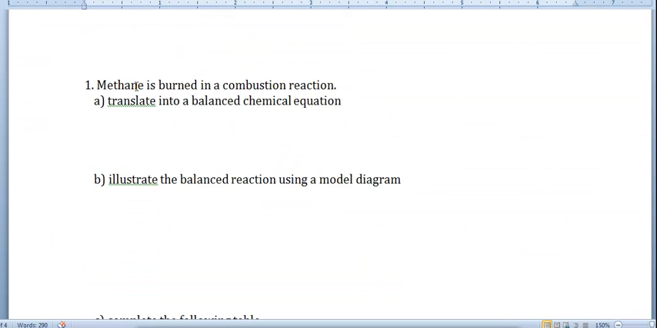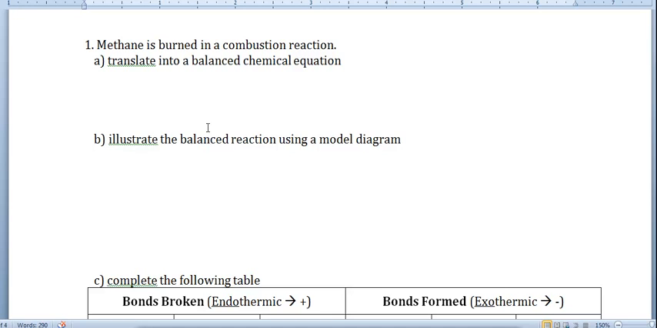So in this problem set, you start with methane, and first, you're given a little description. It says methane is burned in a combustion reaction. And you guys know what a combustion reaction is, right? So you know it's going to react with oxygen to form carbon dioxide and water. Then part A is I want you to translate that into a balanced chemical equation. So you know what the reaction is, wrestle that into a balanced chemical equation.